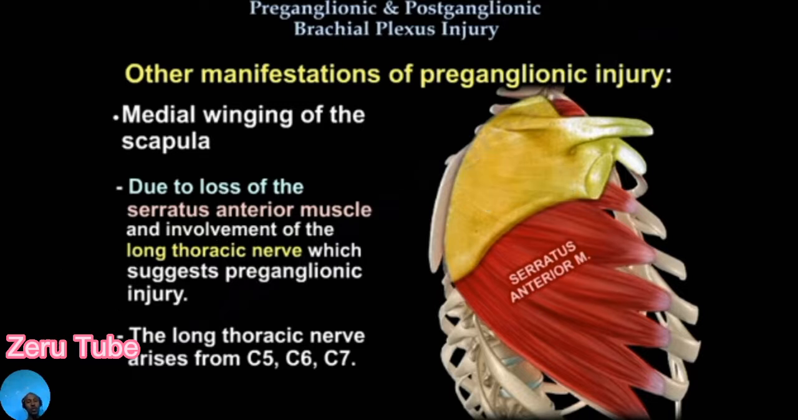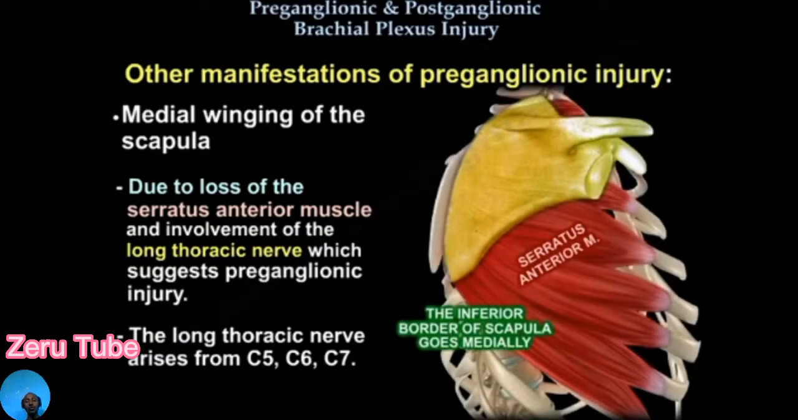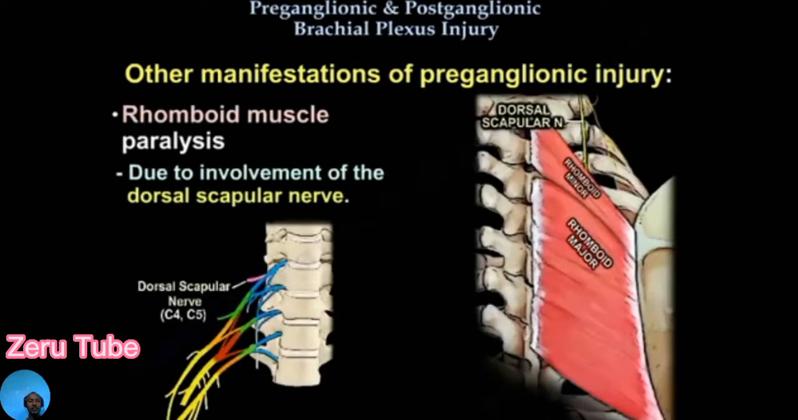Minor winging scapula. So the long thoracic nerve is one of the nerves which is affected due to preganglionic injury. Look at this one. C5, C6 and C7 is the origin of long thoracic nerve. The other nerve which is important for innervation of rhomboid minor, rhomboid major and levator scapulae is dorsal scapular nerve.